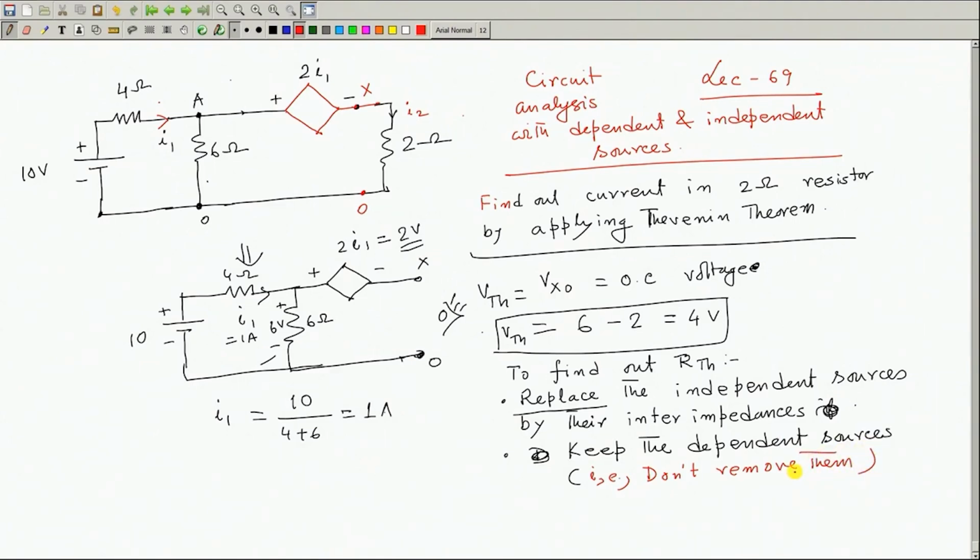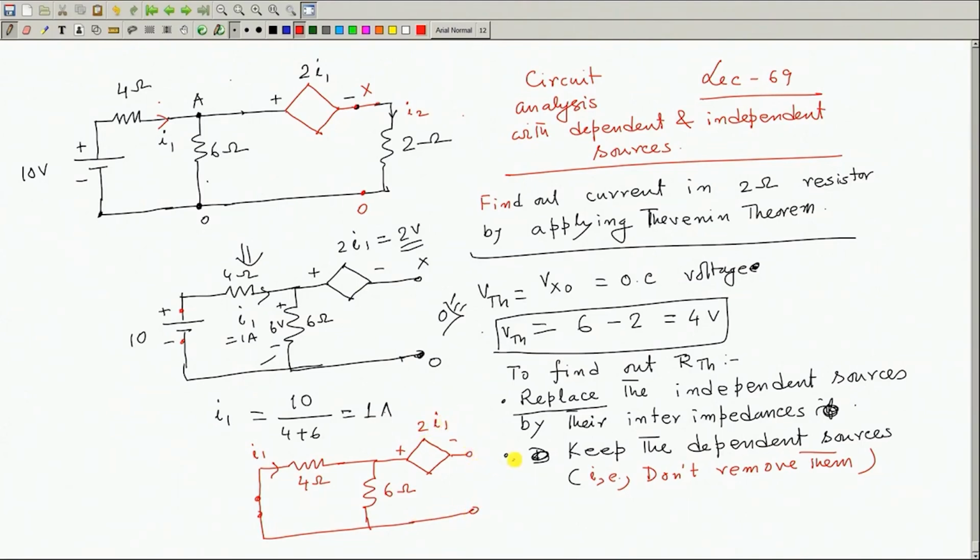So, if I do that, then this circuit will look like this: this will be shorted, this will be 4 ohm, it is after all a resistance, and this is also 6 ohm. These 2 points have been shorted, the internal resistance is 0, the ideal battery is shorted, this is 6 ohm, and this I will not remove, I will keep it here.